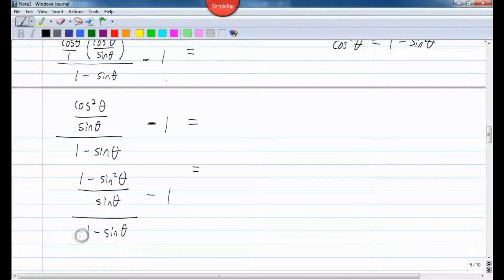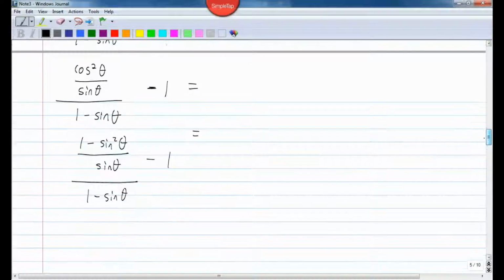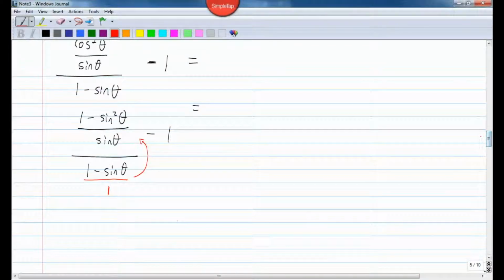So I want to write this all as one fraction really quick. And the way that you do that is you take your denominator and act like it's over 1, the denominator of the bottom here. And so then you could do what? Flip and multiply. Now if I flip and multiply, this left side is going to become 1 minus sine squared theta over sine theta times 1 minus sine theta minus 1.